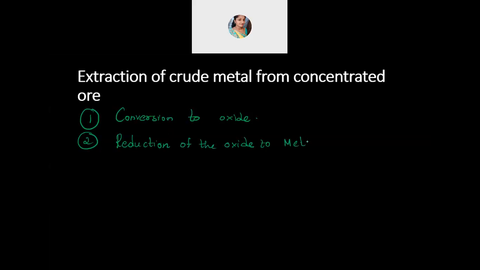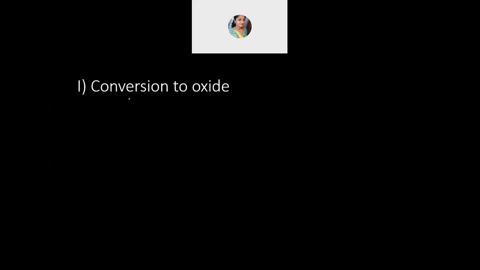So these two steps you have to carry out. Convert them into their oxide after the concentration is over. Second step is you have to remove that oxygen and finally get them to the metallic form. Now that is what we are going to discuss: conversion to the oxide and reduction of the oxide to the metal. So there are methods for that. Conversion to the oxide, how is it done? There are two steps for doing the conversion to the oxide.